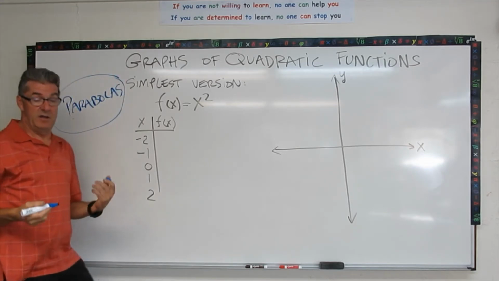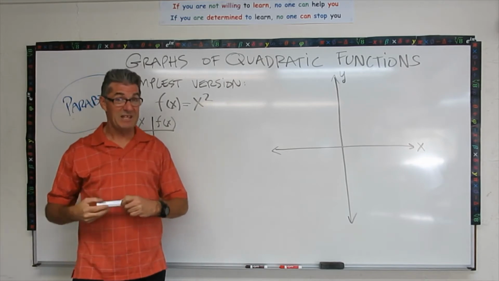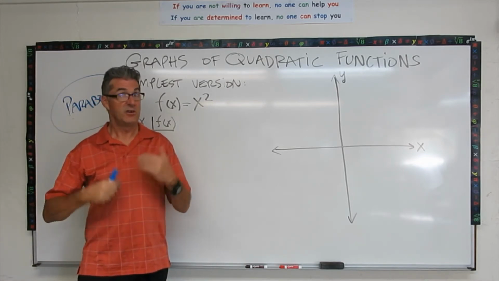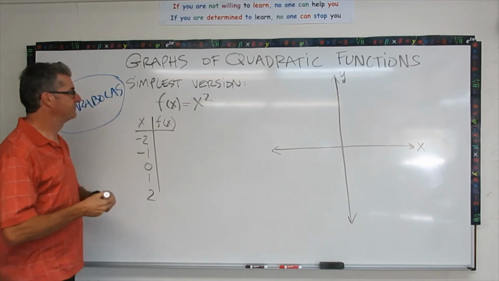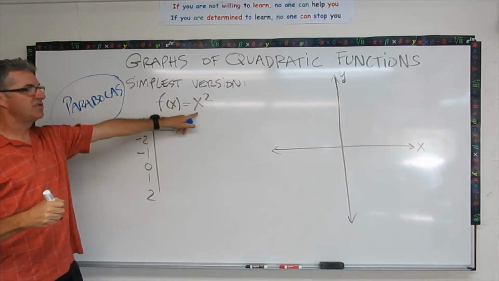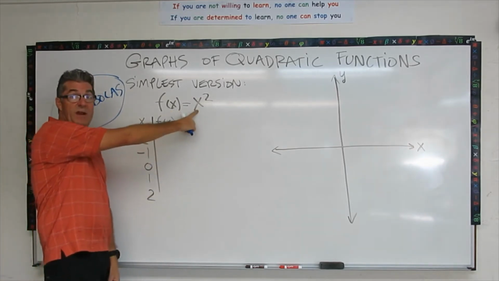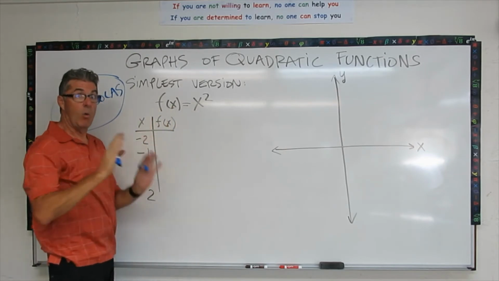Okay, so in this section, we're going to just make lots of different parabola graphs. Okay? You're going to get really good at it, I promise. Okay, so here's our basic function. All we do is we square whatever x is, and that gives us y, like a one step.